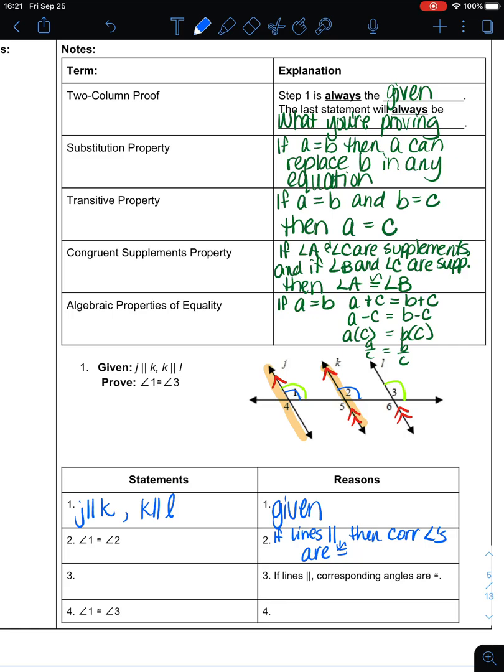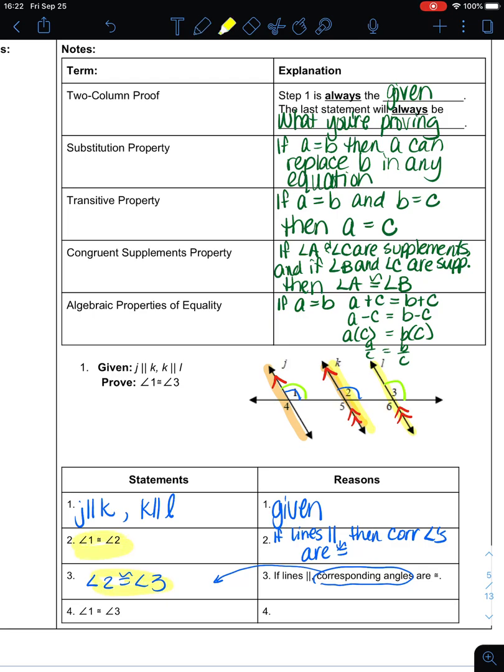So I have 1 is congruent to 2. Well, I was also told that K is parallel to L. So I can also look at those. Now, I know 2 is congruent to 6, 2 is congruent to 5, 2 is congruent to 3, but where I'm trying to get to is 3. So the next thing that I can say then is that angle 2 is congruent to angle 3. Notice they gave you the hint of using if lines are parallel, corresponding angles are congruent. So this is your hint that you need to go find some corresponding angles.